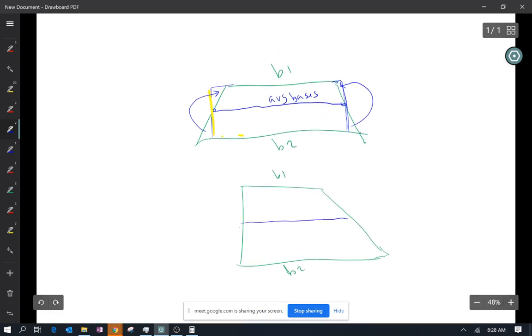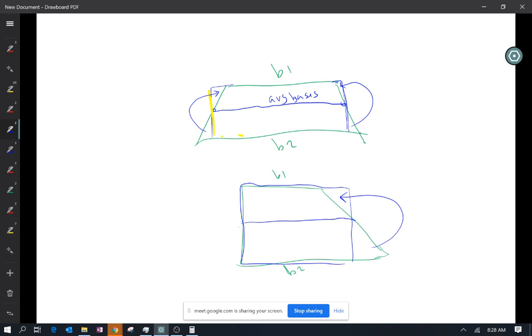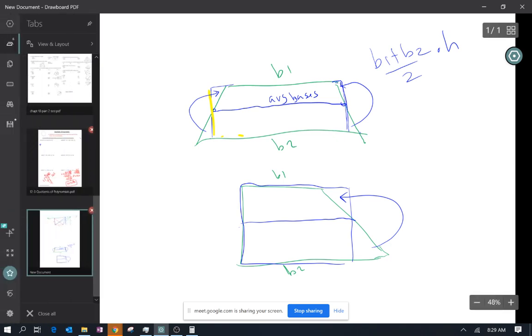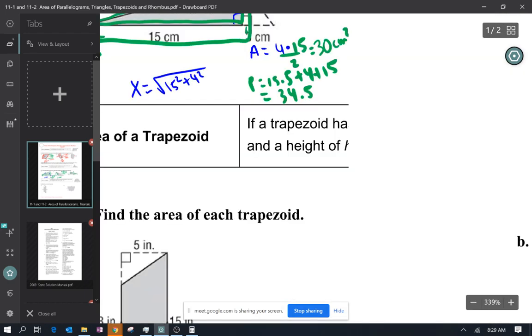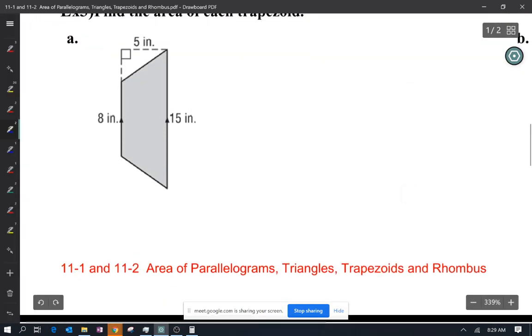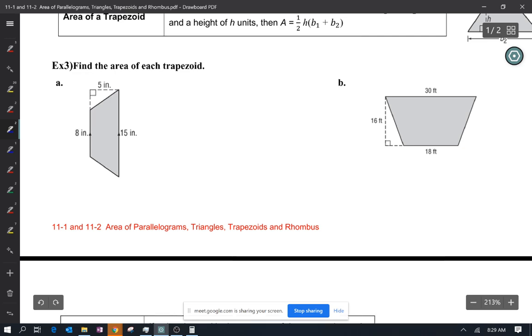If I create the mid-segment and I draw it in here, this piece ends up going in here. So all I have to do is find the mid-segment, and the way you find the mid-segment is you take the average of the bases, and then you just multiply it by the height. I call it morphing it into a rectangle. So I'm turning it into a rectangle. Does that make sense, everyone? What I'm doing? Yes, no? Yes.